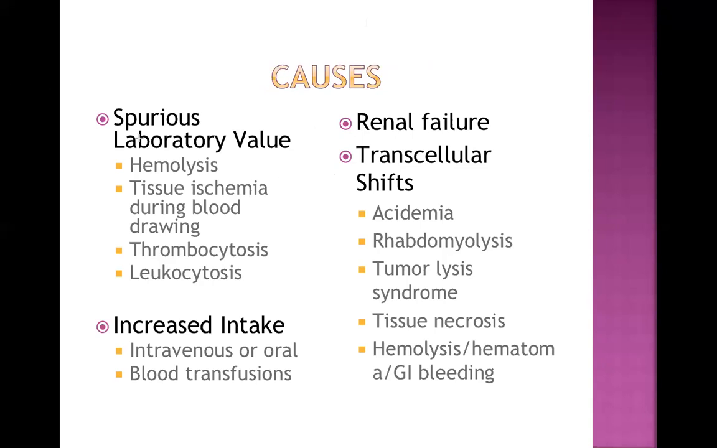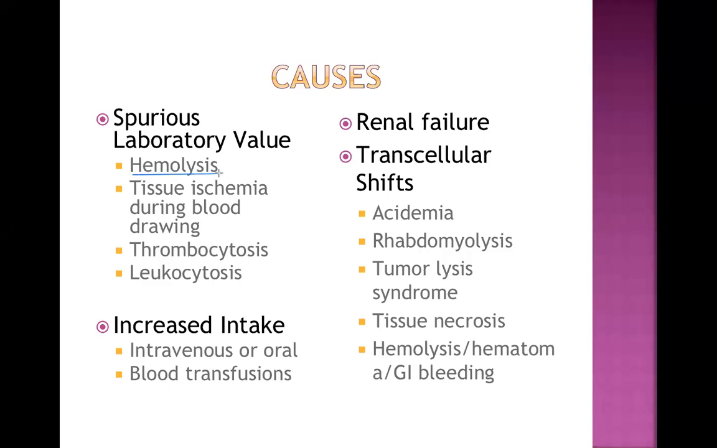The first group of causes are called spurious lab values. Spurious lab value means that in the patient there is no real hyperkalemia, but the sample which we have taken from the patient is showing that. Now, this is called spurious lab value. And what are the causes for that?